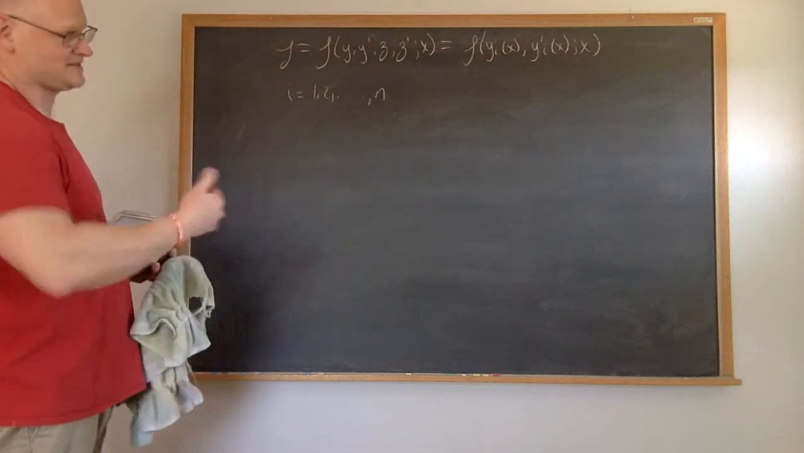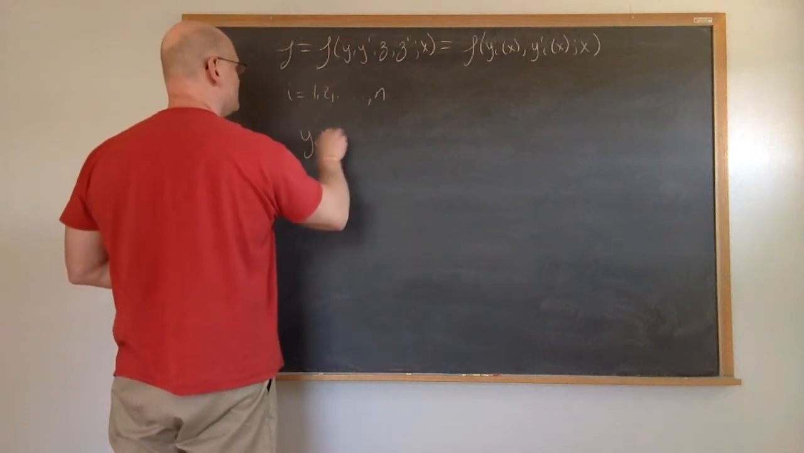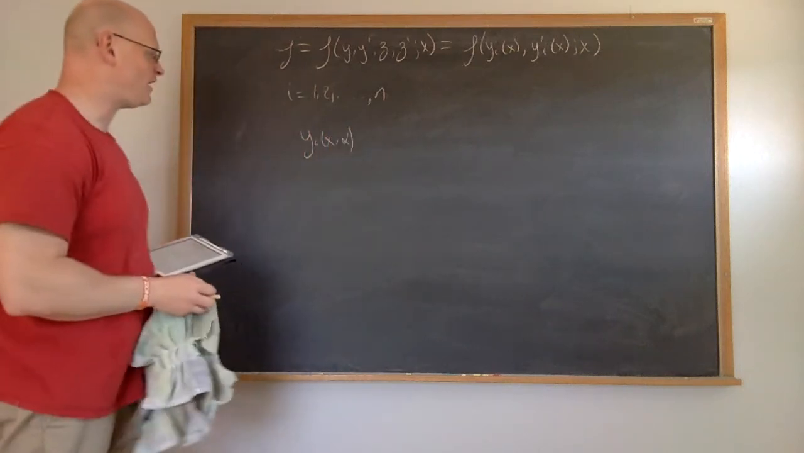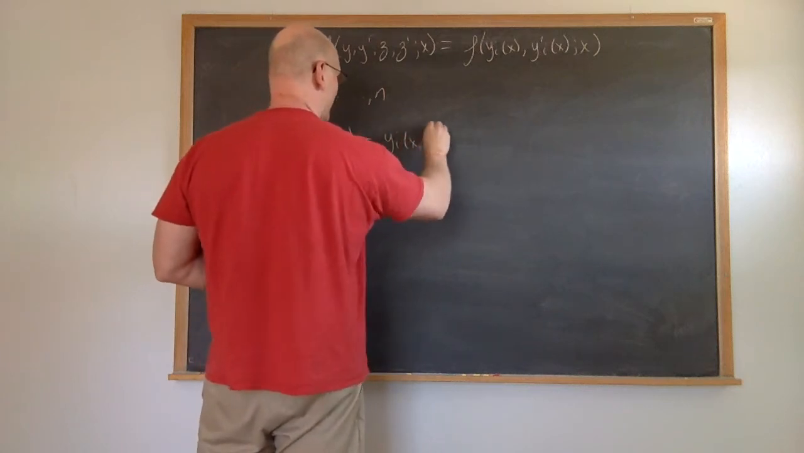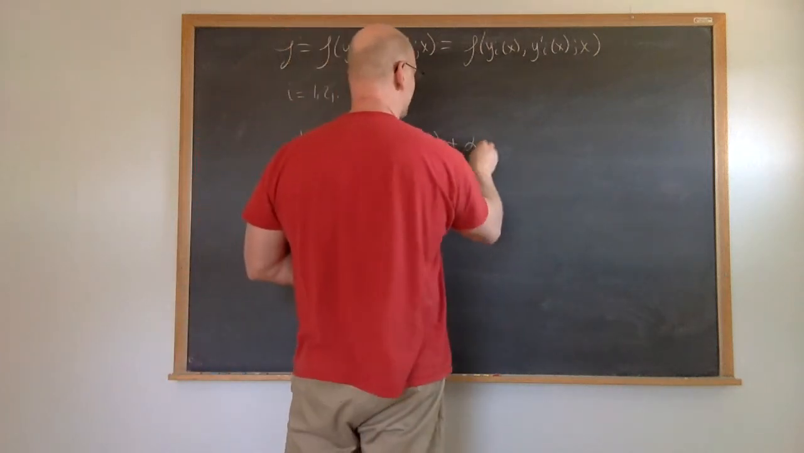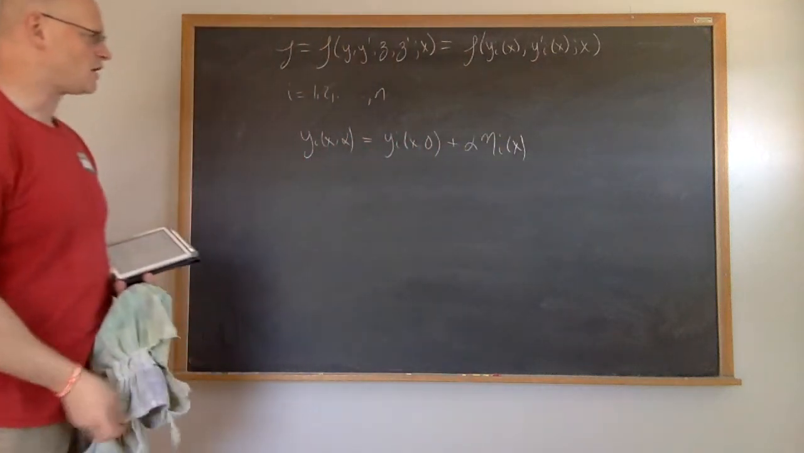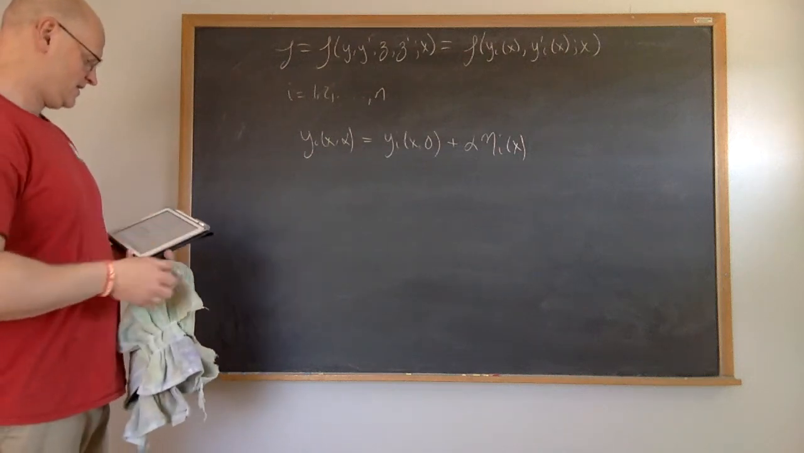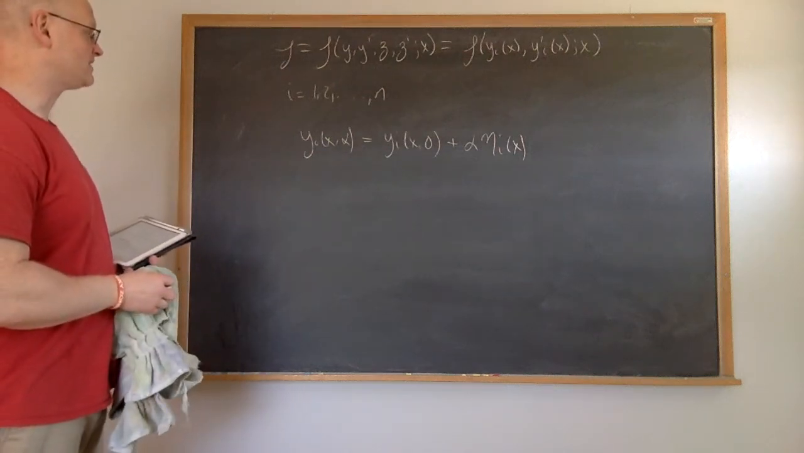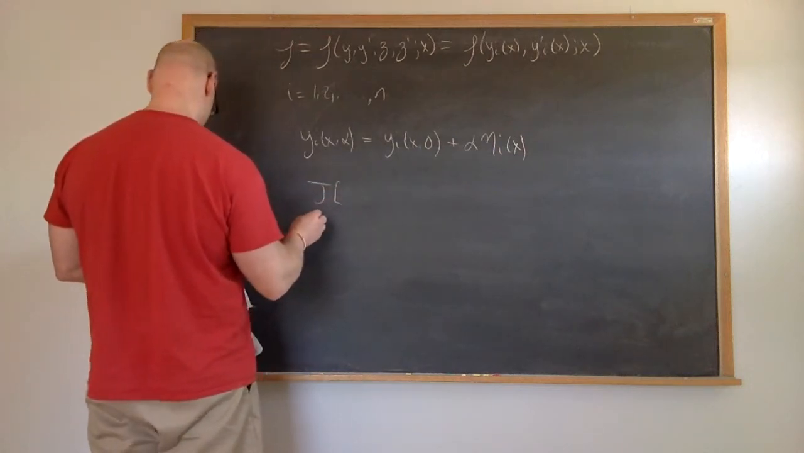Basically, we're going to do exactly the same thing we did before. So what we're going to do here is take yi and reparameterize this in terms of alpha, where this is equal to yi of x evaluated at alpha equals 0, plus alpha times some arbitrary function, where we can have a different arbitrary function for each one of these different dependent variables. So good. We're going to plug this back into our integral.